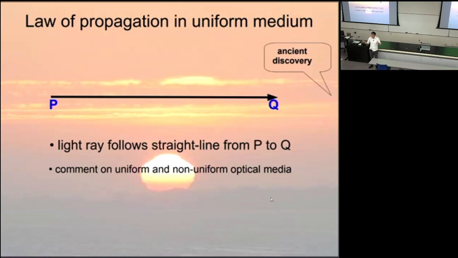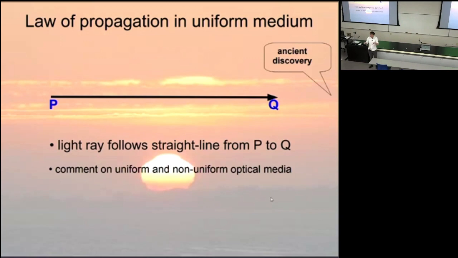Light propagates in a straight line if the medium through which it's propagating, say the atmosphere or the ocean, or whatever the optical medium is, is uniform, is the same, is homogeneous everywhere. Light doesn't propagate in a straight line if that medium between P and Q, that atmosphere, was somehow different, optically different between P and Q, or if P and Q were in the ocean. Light wouldn't travel in a straight line if something about the optical properties of the water were different as it traveled from P to Q.